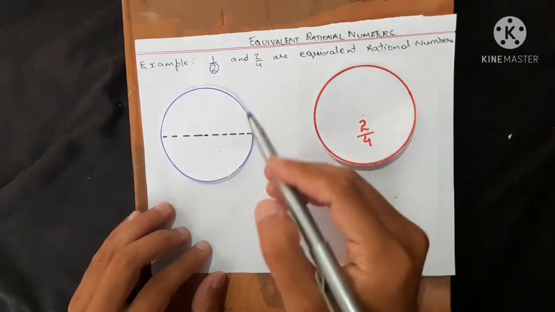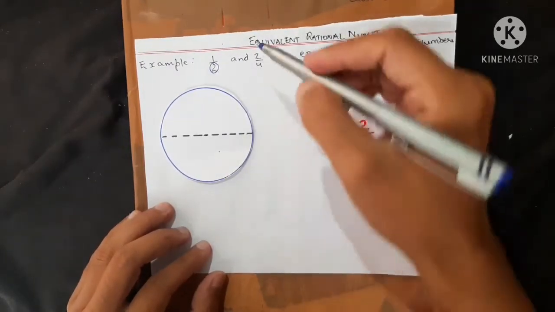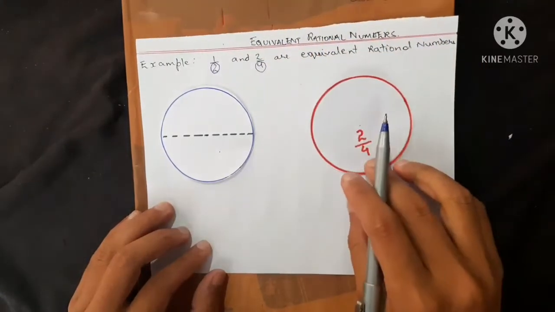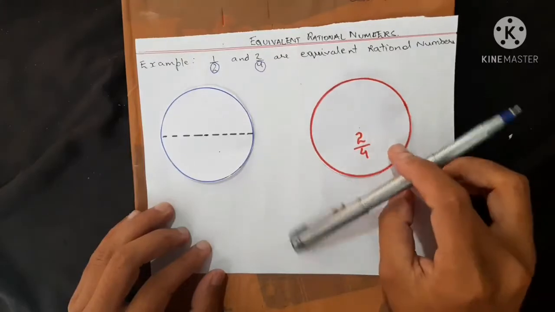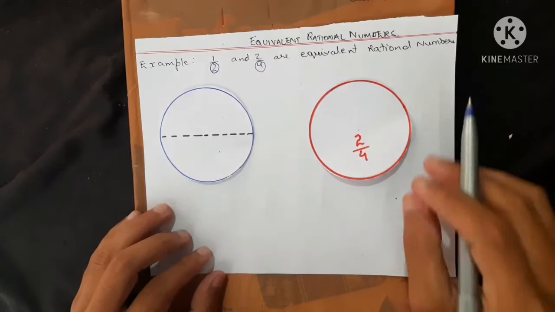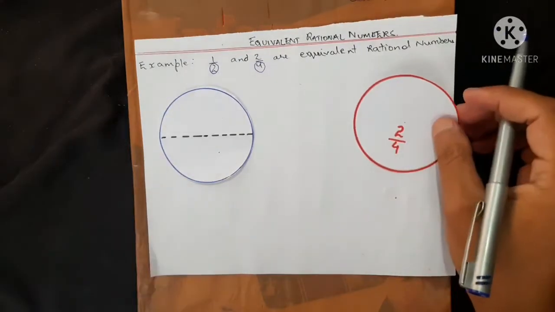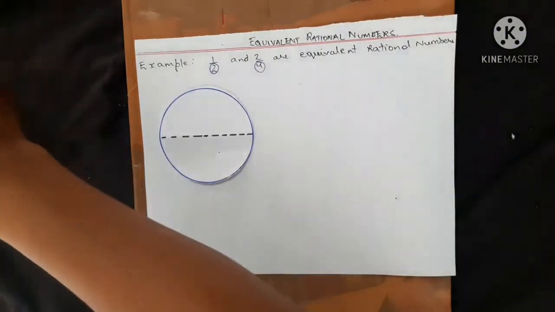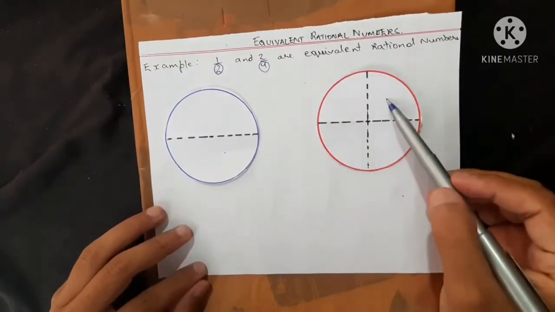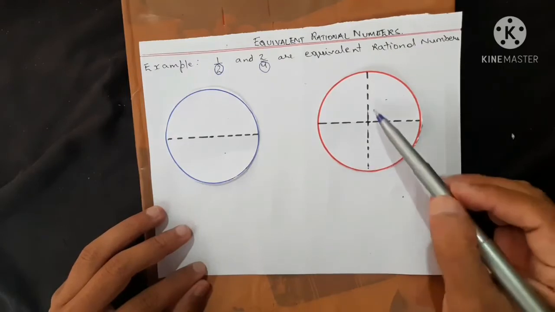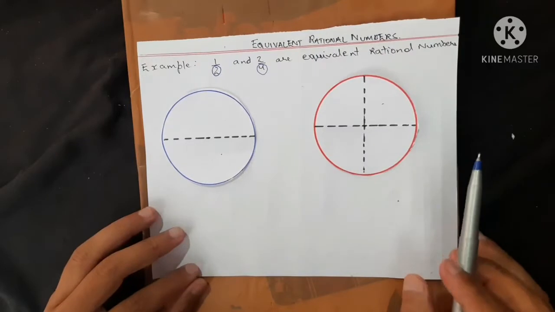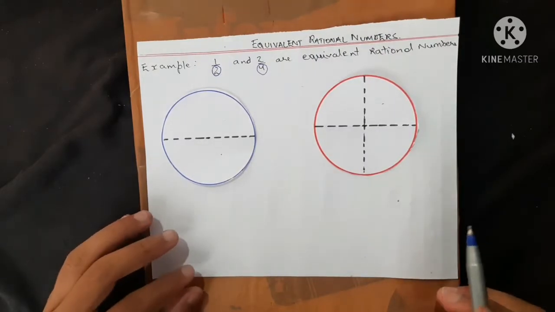Similarly for 2 by 4, we have the denominator 4. So we have to divide this red circle into four parts. I have divided this red circle into four parts: one part, two part, three part, four part. Next we have to look at the numerator.